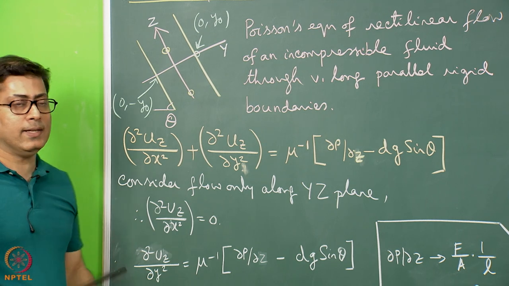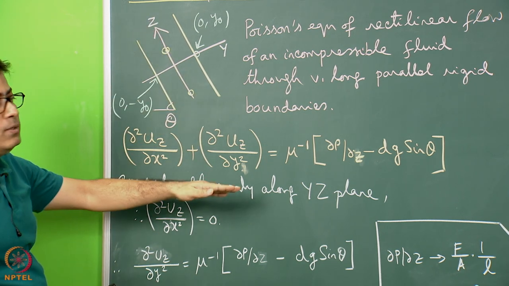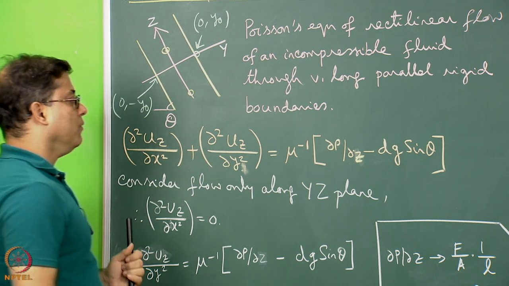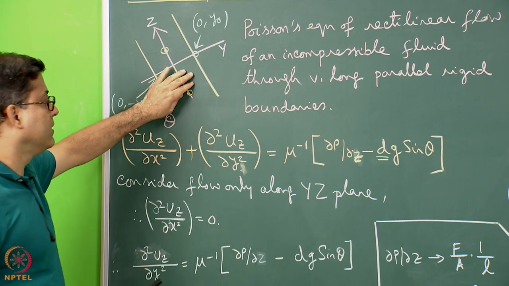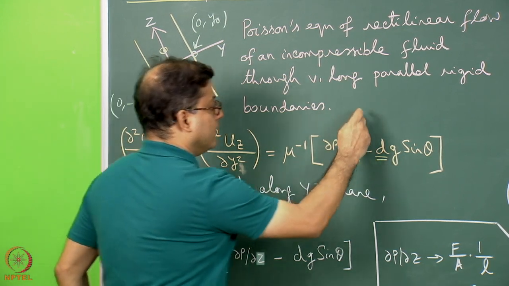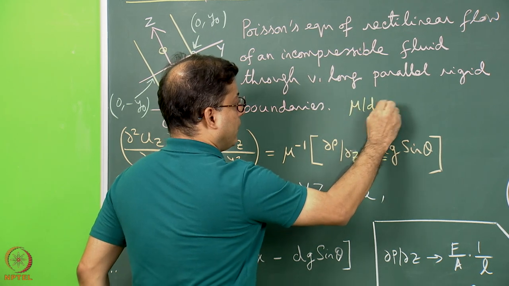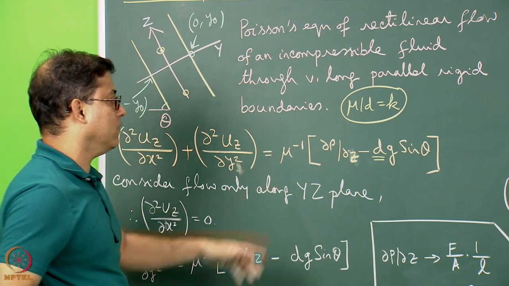And there is also another tendency of the fluid by its own, due to its own weight, to move down in this direction. Now, what is D? D is the density of the fluid which is present here. So if I do mu divided by D, that will give me the kinematic viscosity, though we will not use it, but I just thought of referring.